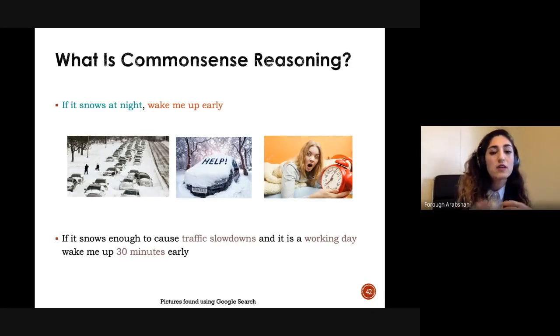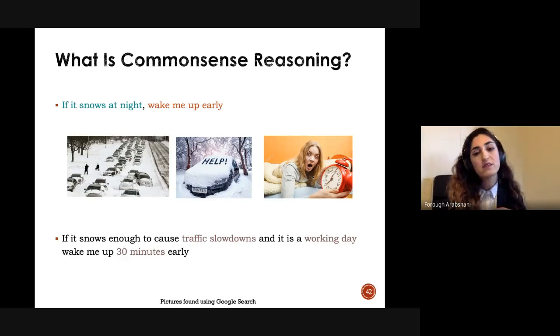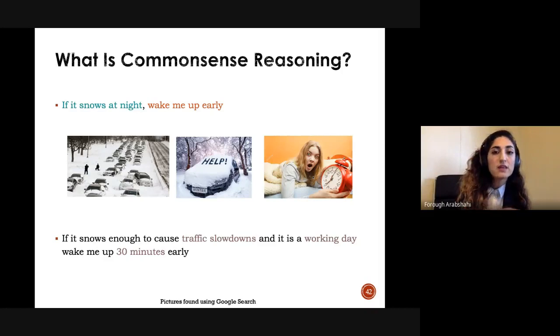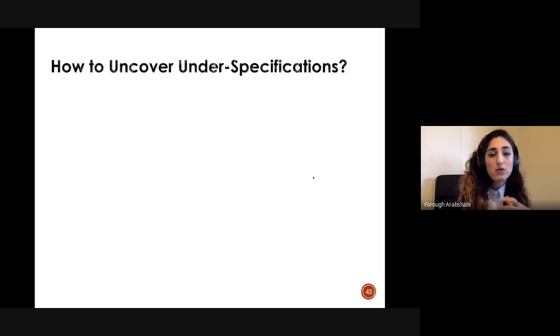So it turns out that humans often underspecify these intents because humans have common sense, and they also assume that other humans have common sense and can easily uncover these underspecified intents. The question that I would like to answer is, can computers also uncover these underspecified intents or not?